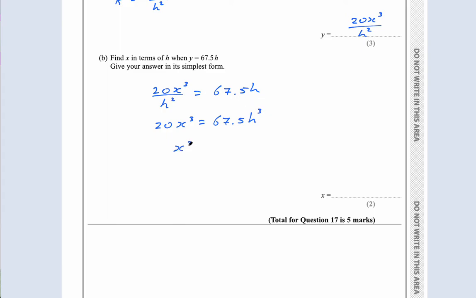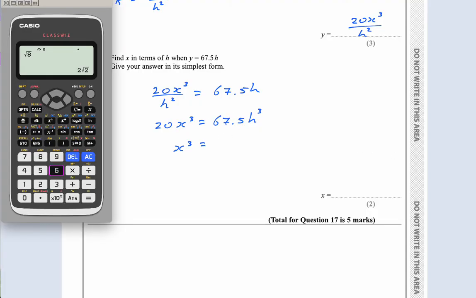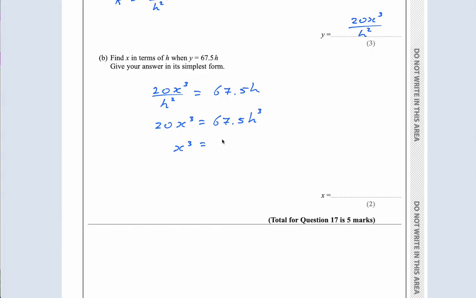X cubed is then this divided by 20. So I'm going to do 67.5 divided by 20, which is 27 over 8, which is a number I really like, guys, because it has a perfect cube root. So it's 27 over 8 h cubed. That was my 67.5 divided by 20. And then x is the cube root of this, 27 over 8 h cubed.